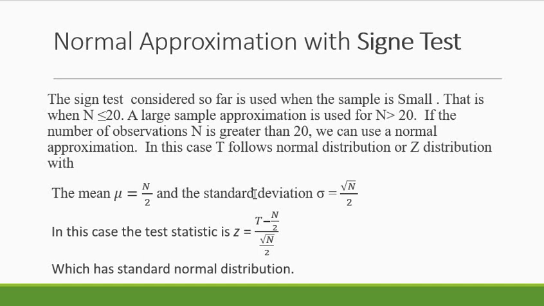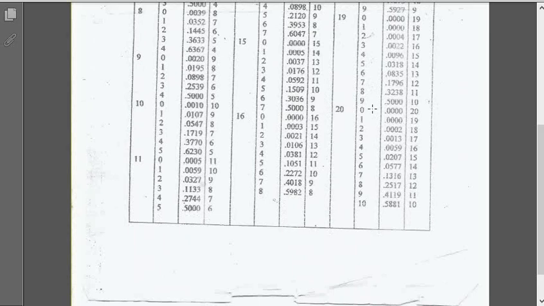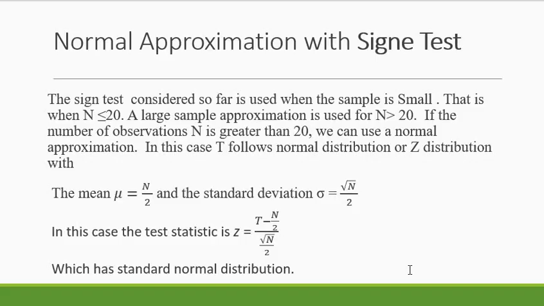So now we consider the case where n becomes very large. If n is less than or equal to 20, we can use this type of sign test discussed so far and use the table given here. So you can observe that values are given only up to 20. If n becomes greater than 20, it is assumed that this follows a normal distribution.